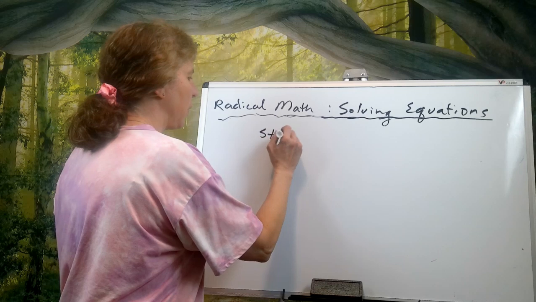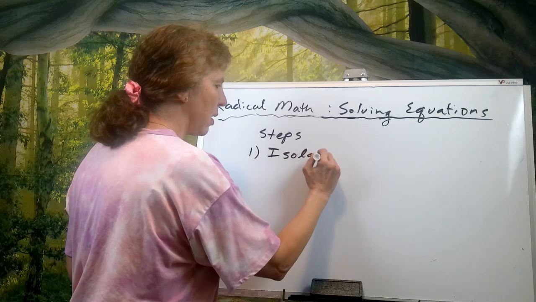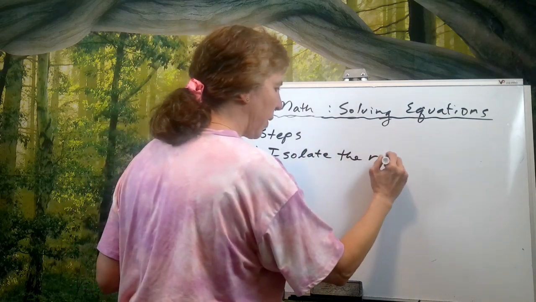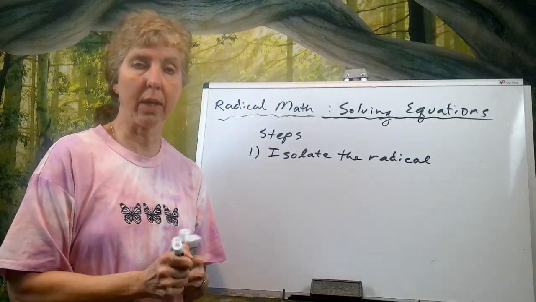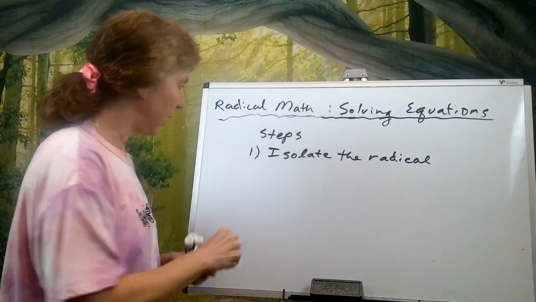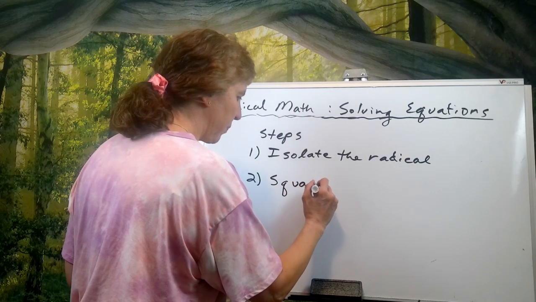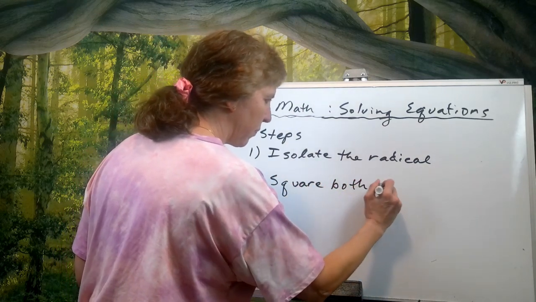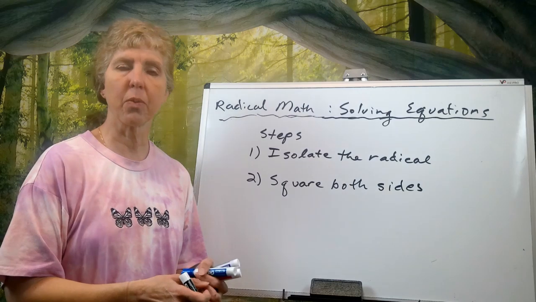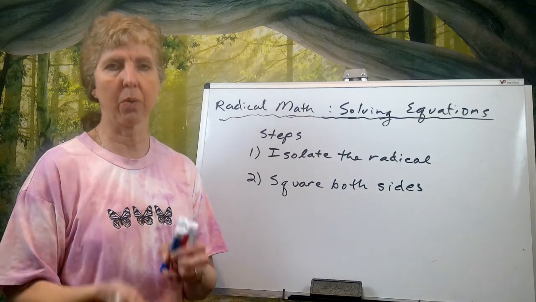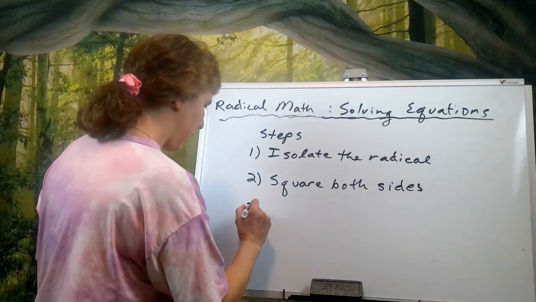When you are solving radical equations, the first thing you need to do is isolate the radical. Sometimes in the very beginning these will be already isolated, and I'll show you what I mean. Then the next thing you want to do is square both sides. What that does is it undoes the radical, because squaring and square rooting are inverse functions. And again, I'll show that a little more specifically in a minute. Then you solve.